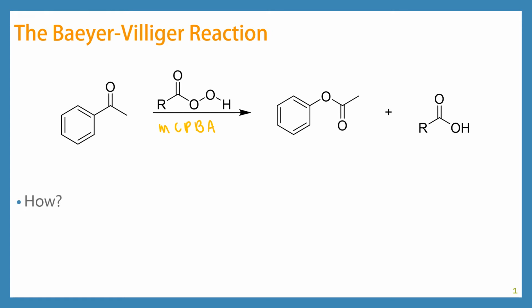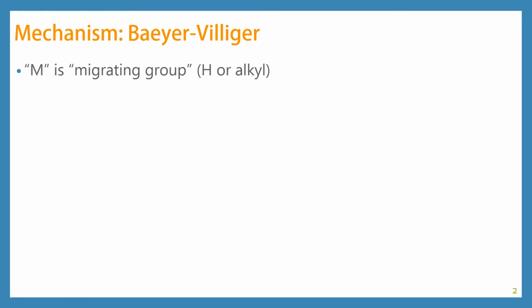So the big question here is, how does this work? To understand how this reaction works, we're going to take a look at the mechanism. In this mechanism, the letter M is going to stand for the migrating group. This is going to be the indicator of which group is going to be migrating to the oxygen. So we know that ultimately we're going to insert an oxygen between the carbonyl carbon and the migrating group. I'm never going to ask you to reproduce this mechanism, but you do need to be able to recognize the steps and understand how it works so that you can predict the product correctly.